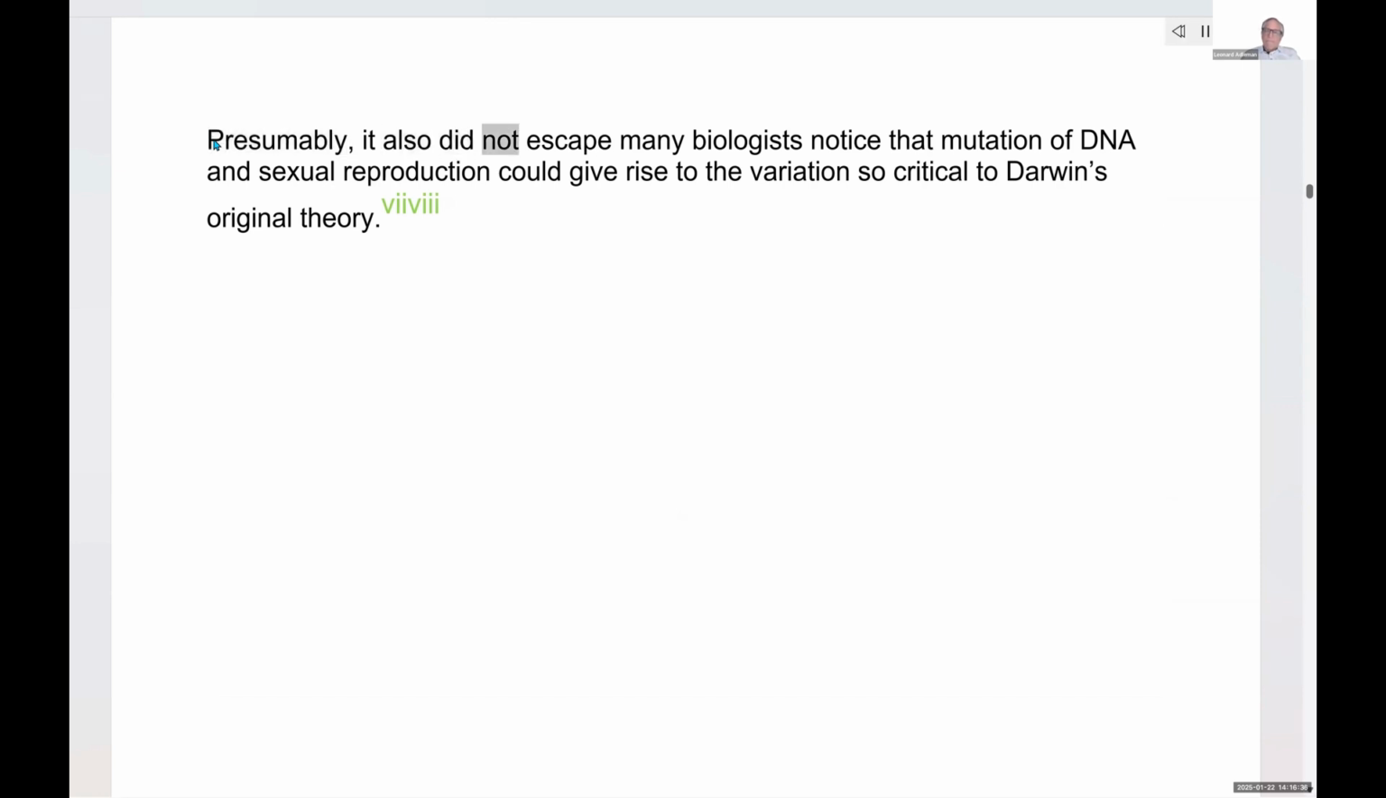Presumably, it also did not escape many biologists' notice that mutation of DNA in sexual reproduction could give rise to the variation so critical to Darwin's original theory. All right. Those footnote marks indicate that I had something to say here. I'm not sure what it was. Okay.